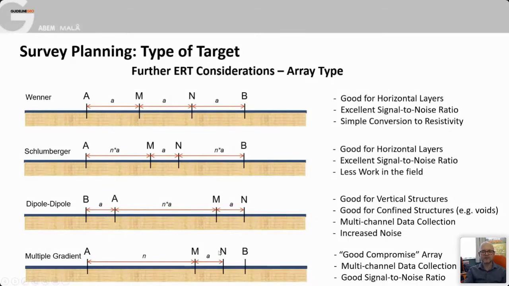Sometimes it will be closer to one of the current injectors, and at that point it's looking more like a pole-dipole, and it's better for the confined vertical structures. But at other times, M and N are going to be right in the middle of our spread, and then it's almost identical to a Schlumberger array. For that reason, it's also quite good at looking at horizontal structures, and therefore gives us this kind of compromise between the dipole and the Wenner/Schlumberger arrays. So multiple gradient is really good, especially if you don't know what the likely geological setting is going to be.